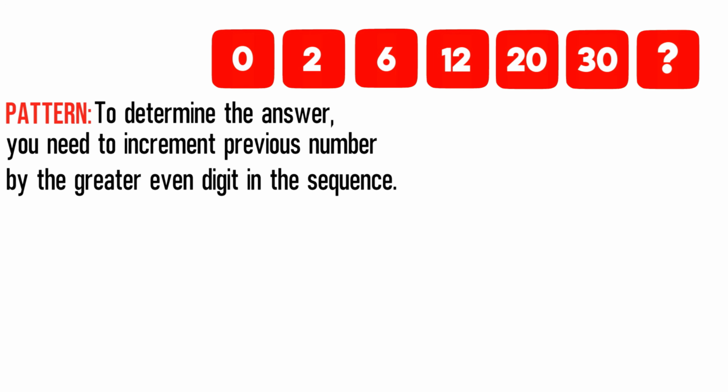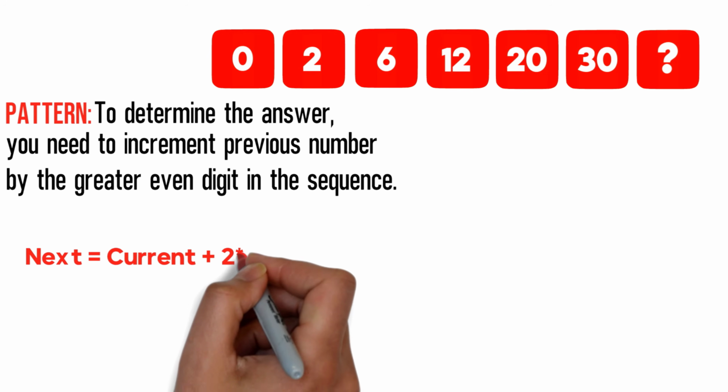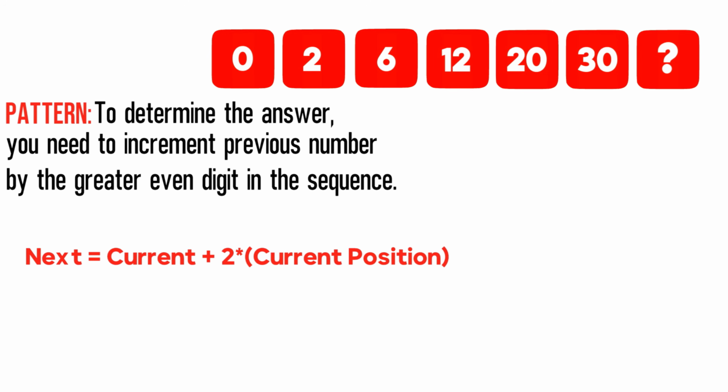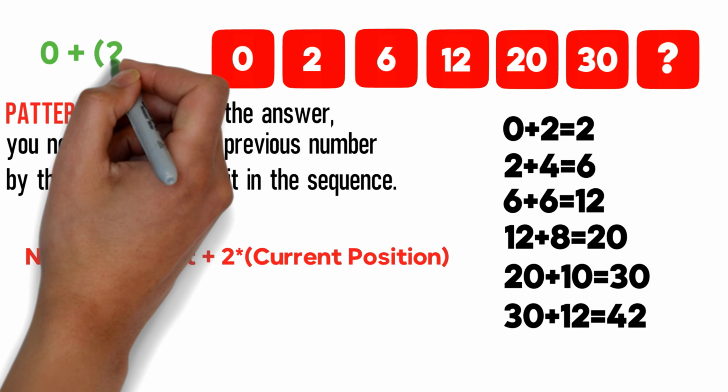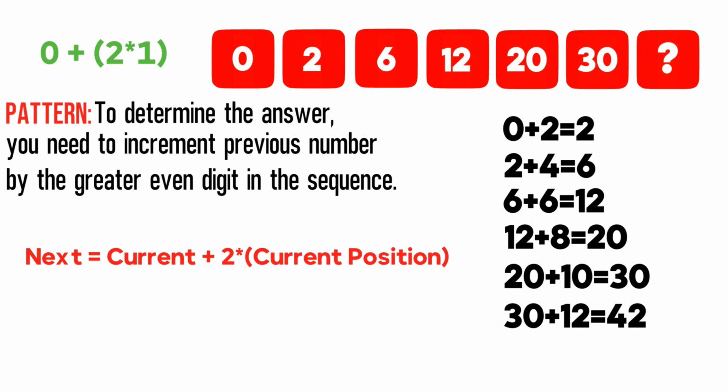In our case, the formula to determine the next number would be current number plus 2 multiplied by current position. Let's see how it works. For example, let's take the number 0. This is the first number in the sequence. To determine the next number in the sequence, we need to add the previous number, which is 0, and then 2 multiplied by 1, because number 0 has the first position in the sequence. Instead of using the formula, you can also use the next even number and add it to the previous number.